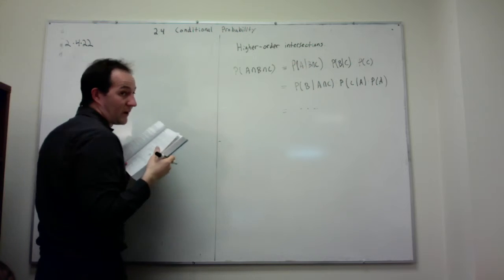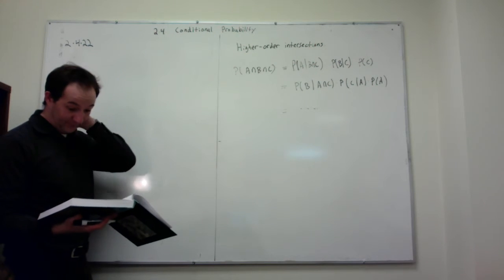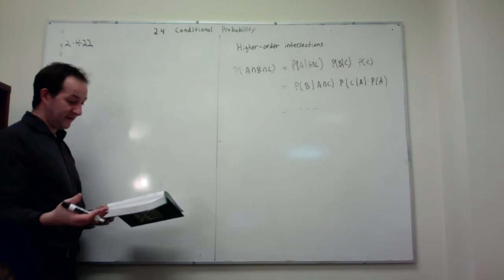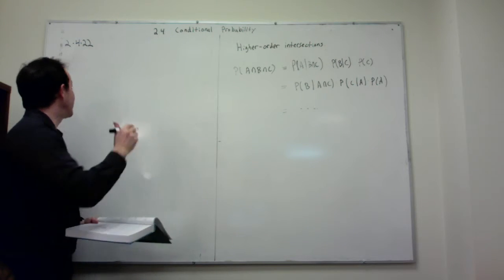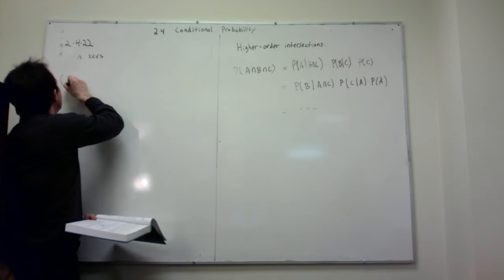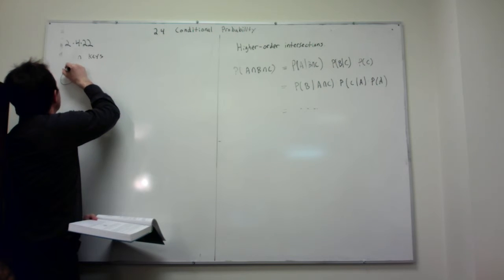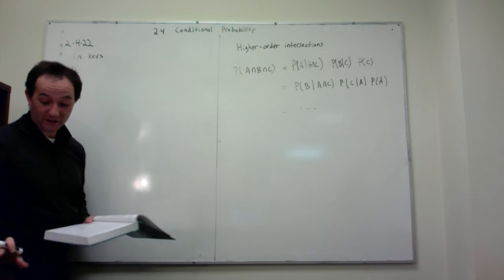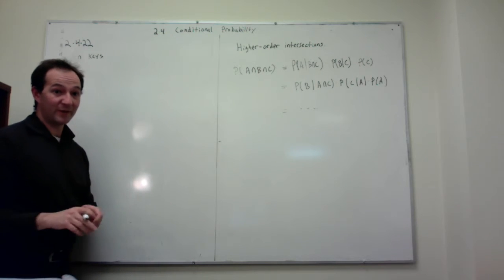I'm going to do problem 2.4.22 out of the book. It says, a man has n keys on a key ring, one of which opens the door to his apartment. Basically, he comes home drunk and can't tell one key from the other.